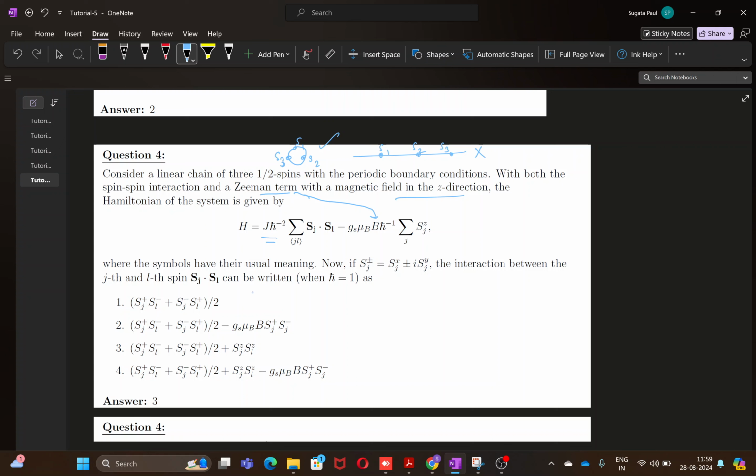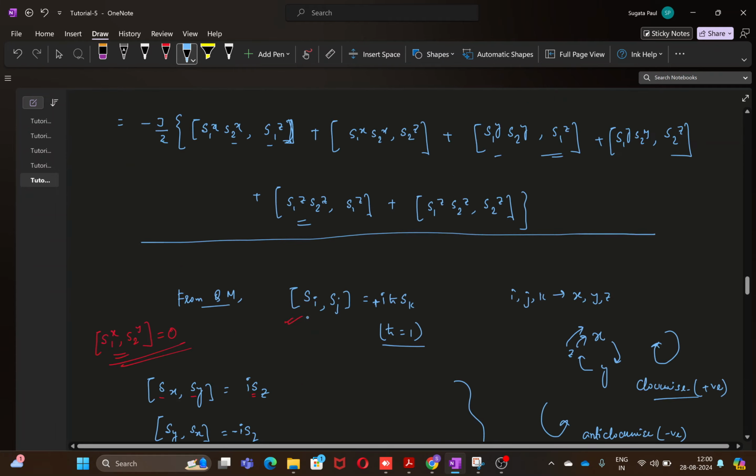Now with this Hamiltonian, where the symbols have their usual meaning, you have these spins written in another form, somewhat like creation and annihilation operators. So you have S plus minus j defined like S_j plus is equal to S_jx plus i S_jy, and S_j minus is defined as S_jx minus i S_jy. Now the interaction between the jth and the lth spin, S_j dot S_l, can be written as, where h cut equal to 1, you have to know the answer. So let us take a blank page and solve.